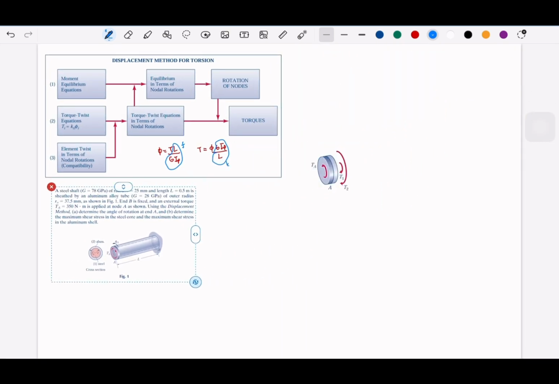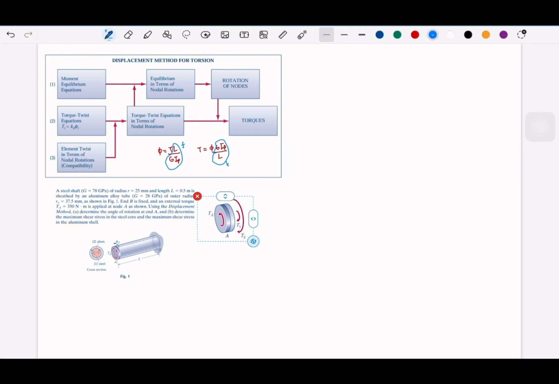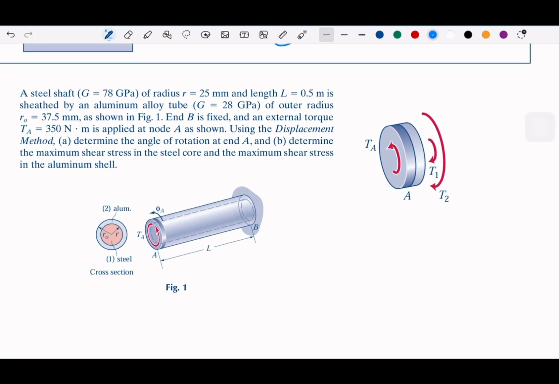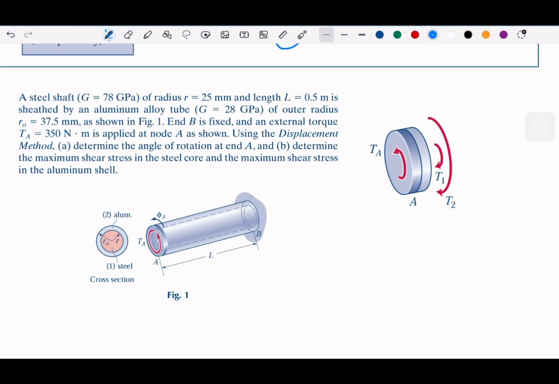Maybe I will write example here. Suppose that we have a steel shaft, we have the modulus, and we have the radius, the length, and then we have the outer radius as well. So the aluminum has a hollow structure, and we need to determine the angle of rotation at A, the maximum shear stress in the steel core, and the maximum shear stress in the aluminum shaft.